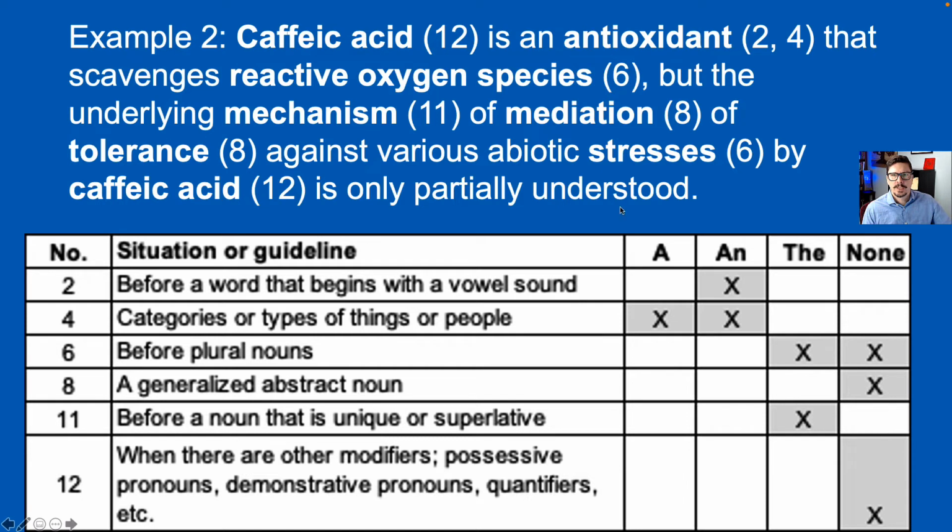Now, mediation and tolerance don't have articles, and they're both on rule number 8, and that is a generalized abstract noun, kind of like we had with absorbance in the last example. And then we go to abiotic stresses. So stresses is also following rule 6. It's a plural. And then caffeic acid, again, the same rule we had the first time.